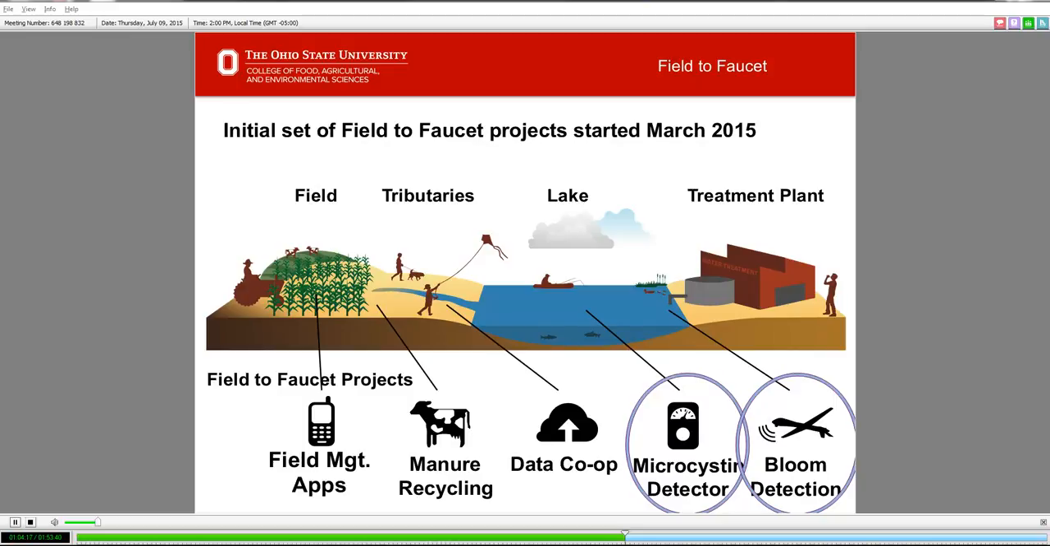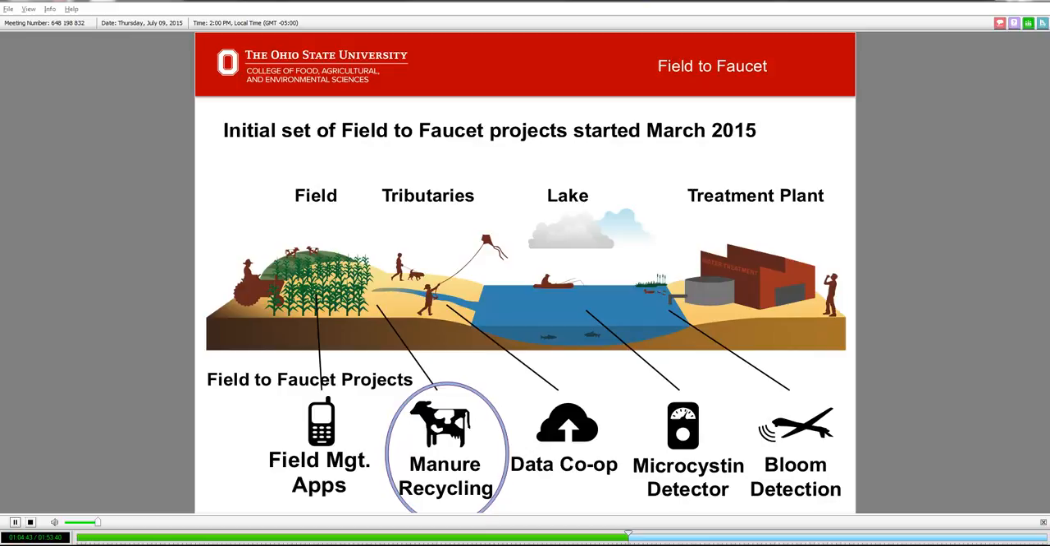I also want to quickly mention that there are some important other current activities that Field to Faucet is involved with. One of those is the Fertilizer Applicator Certification Training. This is something that came out of some of the recent policy from the Ohio legislature. So through this, already more than 6,500 farmers have been trained about the best ways to apply fertilizer to their fields, and this accounts for over 1 million acres in the state of Ohio.